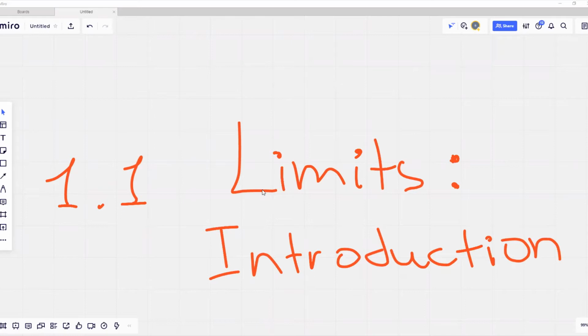Today, we are going to give a brief introduction to limits. We are going to study the informal definition of limits, one-sided limits, the connection between one-sided and two-sided limits, and infinite limits.